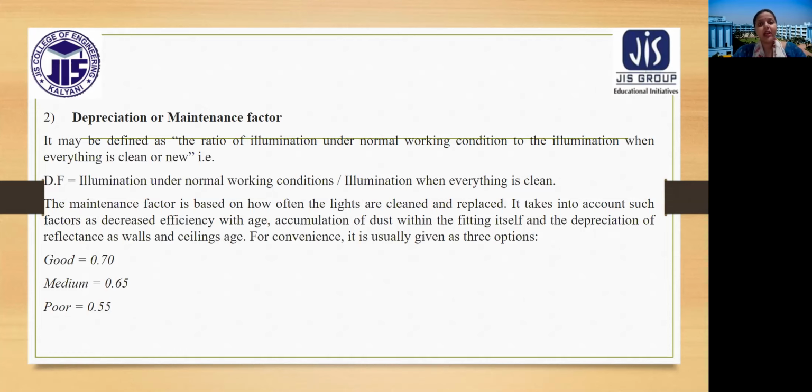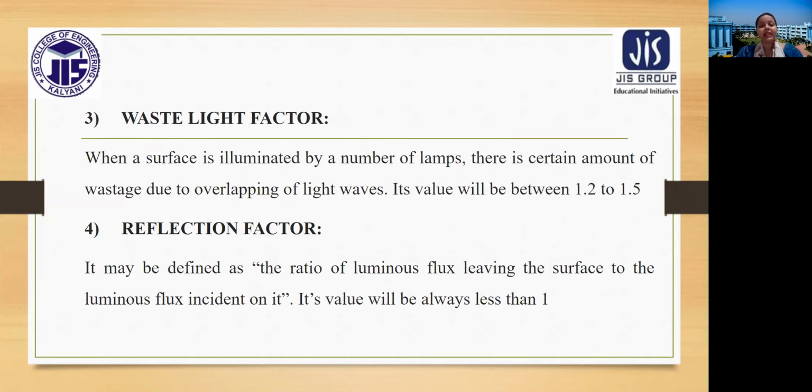Now, for convenience, if it's not mentioned in your problem, it's usually given as 3 options, and you need to remember them. For good maintenance, the depreciation factor will be considered as 0.70. For medium, it will be 0.65, and for poor maintenance, it will be 0.55. So you have to remember 3 values. The depreciation factor is abbreviated as DF or MF, maintenance factor.